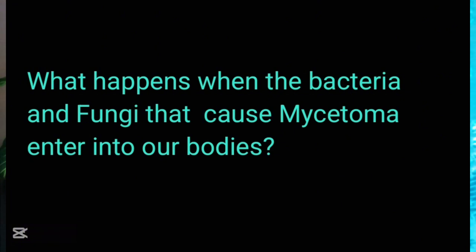The following will produce the white or the grayish grains or granules. The Nocardia species, for example, Nocardia brasiliensis, Nocardia asteroides, and Nocardia madurae. Other bacteria that will produce the white or the grayish granules include Streptomyces somaliensis and Actinomadura madurae, while Actinomadura pelletieri will produce the red granules.